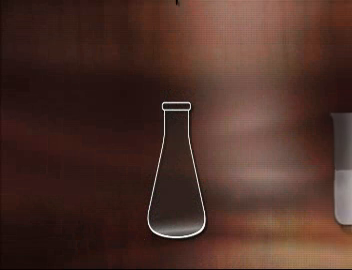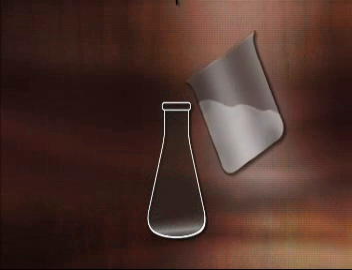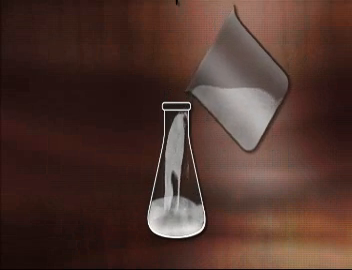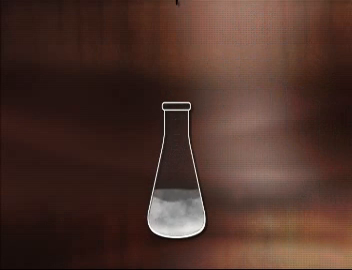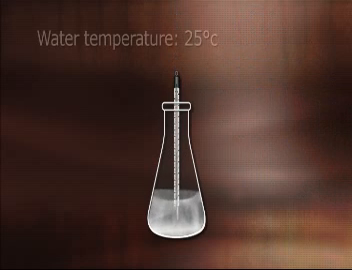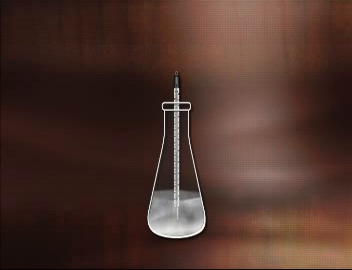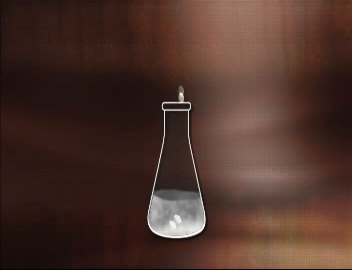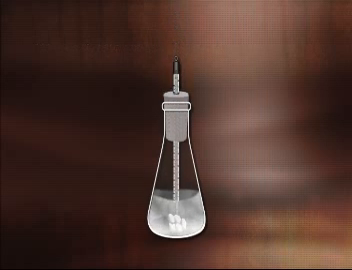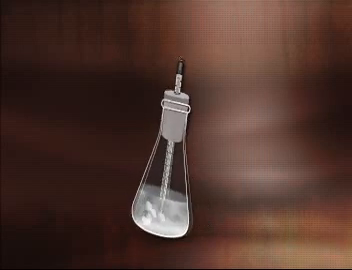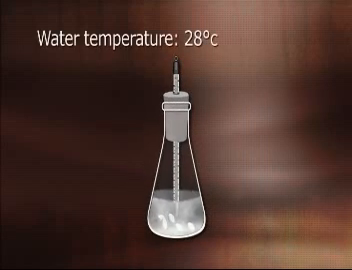We begin by pouring 50 milliliters of water into an Erlenmeyer flask. We place a thermometer into the flask so we can measure and record the initial temperature of the water. Once the temperature is recorded, 4 grams of sodium hydroxide pellets can be added. Place a cork in the top of the flask, along with the thermometer, as shown in this animation. Then gently swirl the flask to stir the contents and record the highest temperature reading.